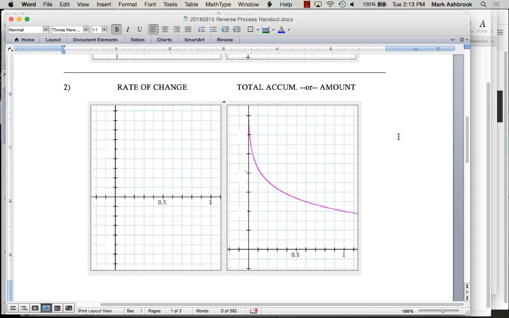Here we go. Let's do the second one together. And then if you need to go back and change your first one or work on the first one again, you can. Let's do the second one together. So I've got this total accumulation or amount.